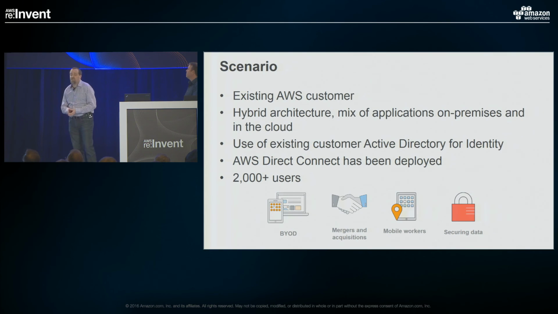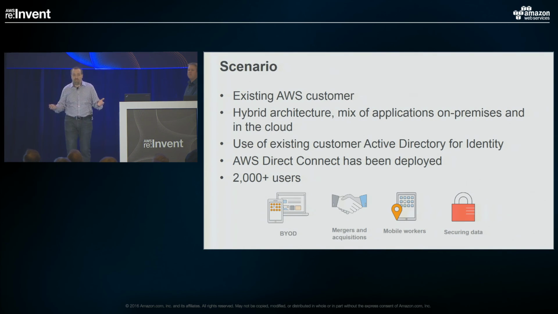The scenario that we're starting from is a relatively common scenario. We have an existing AWS customer, the hybrid architecture, a mix of applications on-prem in the cloud. They're currently using Active Directory for their identity. They have some standard scenarios. They want to be able to support bring your own device models. They want to be flexible for mergers and acquisitions. They want to support mobile workers, people who are traveling or working from the home. And throughout all of it, they want to make sure that user data remains secure and highly available.